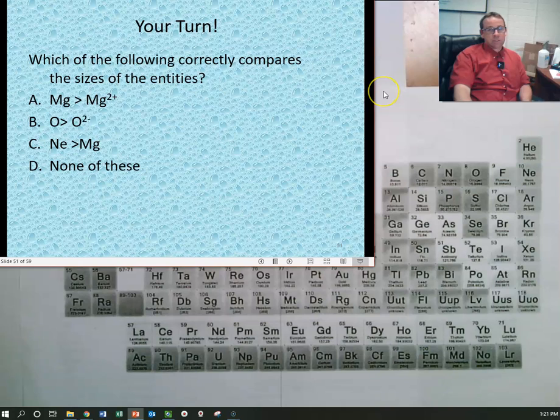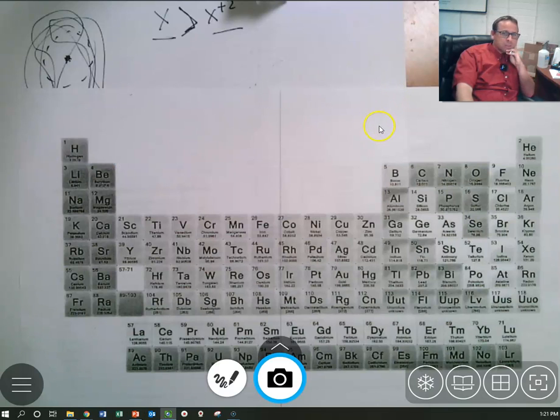Excellent. So let's see if we can give Landon a chance to answer a problem for us. What do you think, Landon? What's bigger? Bromine or its ion? Landon, what's bigger, bromine or its ion?